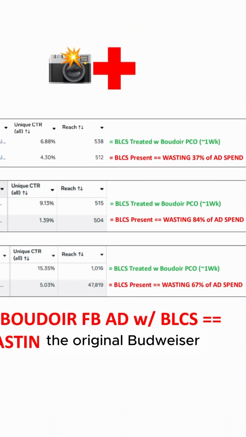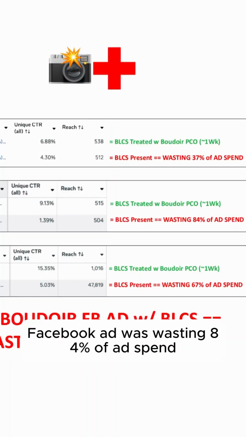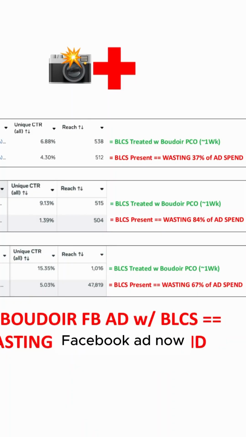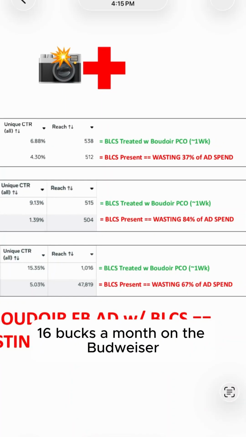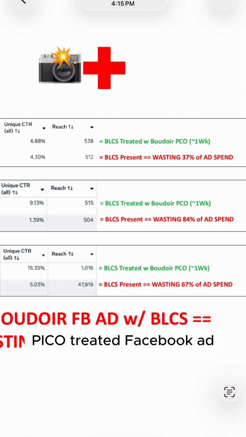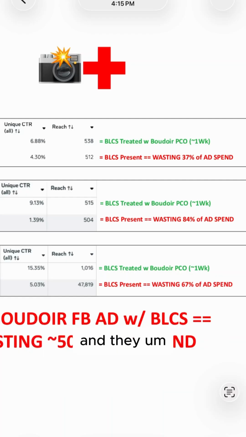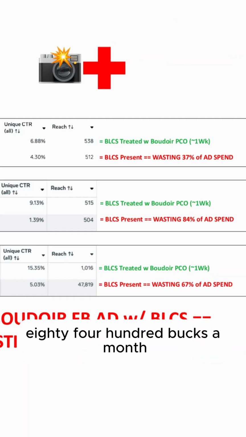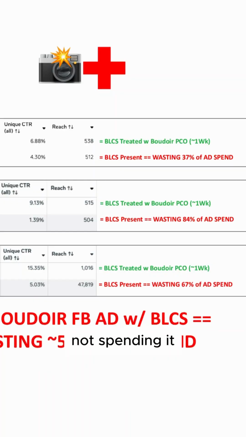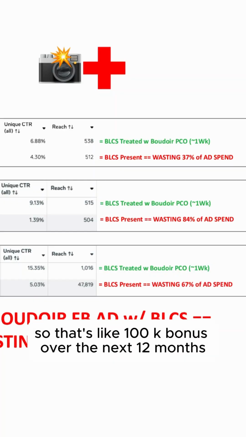So we found out the original Boudoir Facebook ad was wasting 84% of ad spend. So if they're spending 10 grand a month on that original Boudoir Facebook ad, now they only need to spend $1,600 a month on the Boudoir Pico treated Facebook ad, and they get their ad into the same number of women's brains in both scenarios. So they eliminate $8,400 a month in wasted Boudoir Facebook ad spend, and they actually pocket that $8,400 a month by simply not spending it. So it's like a 100K bonus over the next 12 months.